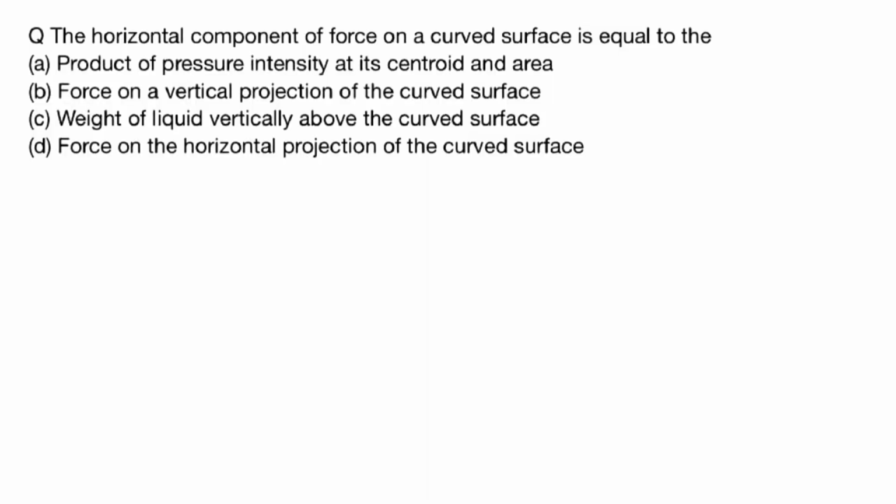The horizontal component of force on a curved surface is equal to: option A, product of pressure intensity at its centroid and area; option B, force on a vertical projection of the curved surface; option C, weight of the liquid vertically above the curved surface; option D, force on the horizontal projection of the curved surface.